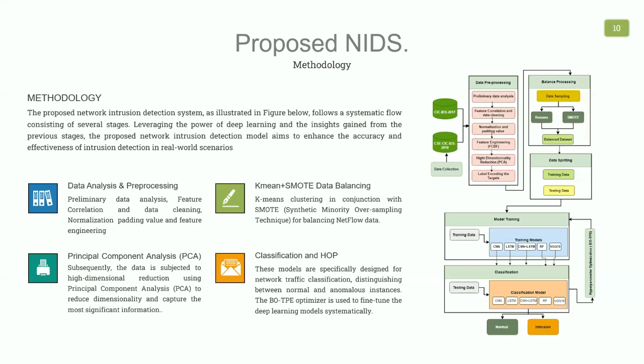Then we utilize K-means clustering in conjunction with the synthetic minority oversampling technique to address the imbalance issue in the NetFlow dataset. In the model training phase, the balanced data is split into a training set and a testing set, which are then used to train separate deep learning models. Those models are specifically designed for network intrusion detection or network traffic classification, adept at distinguishing between normal and anomalous instances in the NetFlow dataset. Finally, hyperparameter optimization employs the Bayesian optimizer to systematically fine-tune the deep learning models.